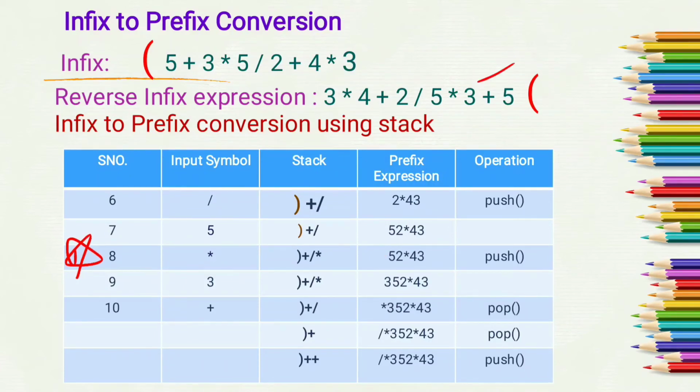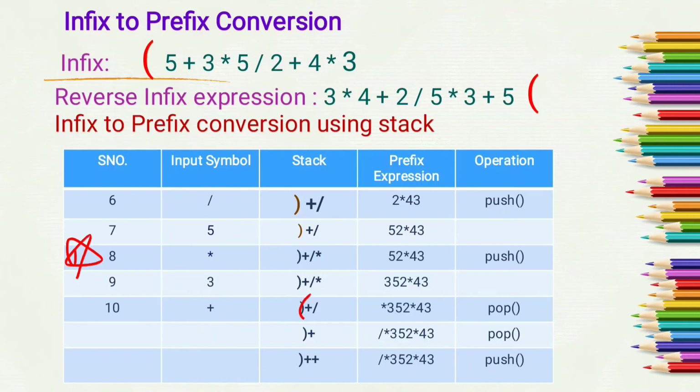Next input symbol is plus, so we have to compare plus with multiplication. As plus has lower precedence than multiplication, first we have to pop multiplication from the stack and add it into the prefix expression before 3. Then we compare plus with division. As division has higher precedence than plus, this plus cannot be pushed over this division. First we have to pop this division from the stack and add it into the prefix expression before star.